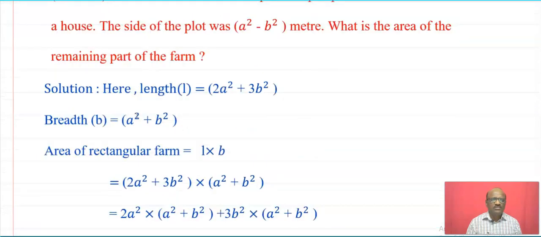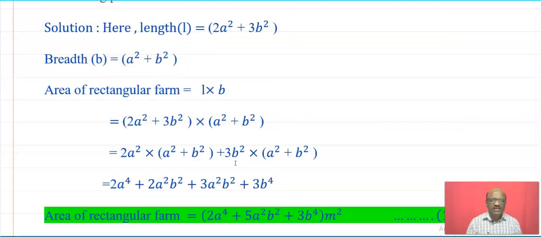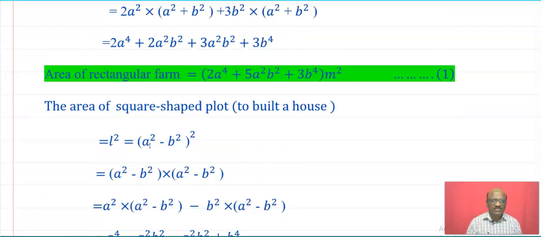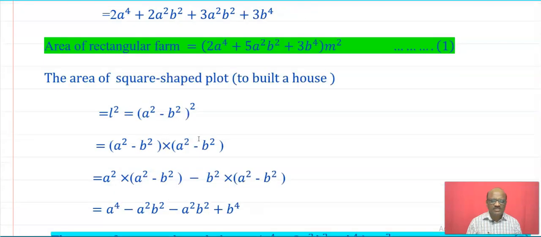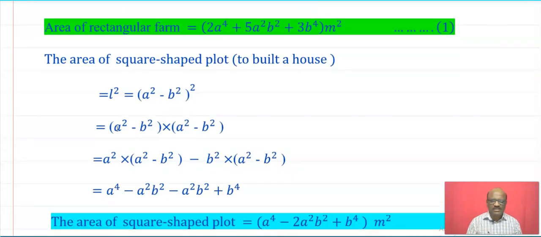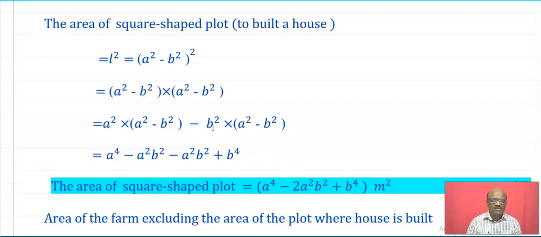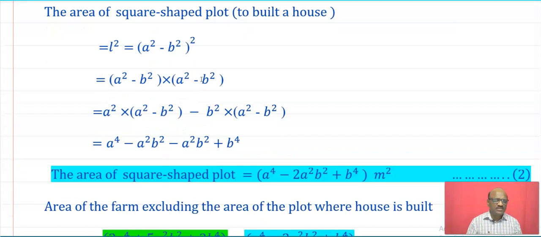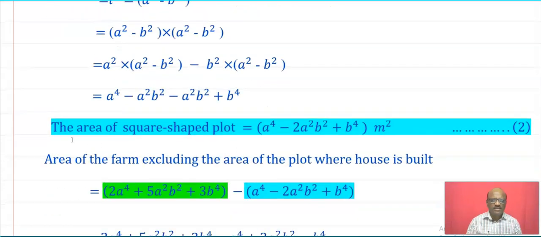Now the area of the square shaped plot to build the house, that is side square. What is the side of that? That is a square minus b square, and it is a square shape, and area of the square is side square. Therefore here is (a square minus b square) whole square. That is the multiplication of these two terms, (a square minus b square) into (a square minus b square). What about their multiplication? Multiply a square with the whole bracket, and minus b square with the whole bracket. Then you will get a square into a square, which means a raised to 4. A square into minus b square, that is minus a square b square. Minus b square into a square, minus a square b square. Minus minus will become plus b raised to 4. Therefore, the area of the square shaped plot is a raised to 4 minus 2a square b square plus b raised to 4 meter square.